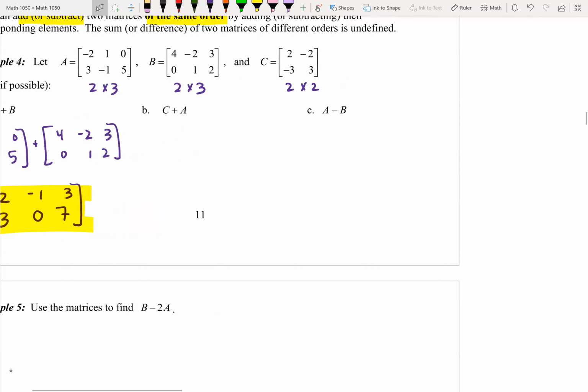Look at question B, C plus A. You guys, C is a 2 by 2 and A is a 2 by 3. You can't do it. So the words you would write would just be not possible.